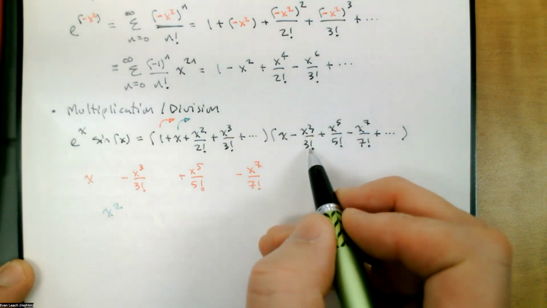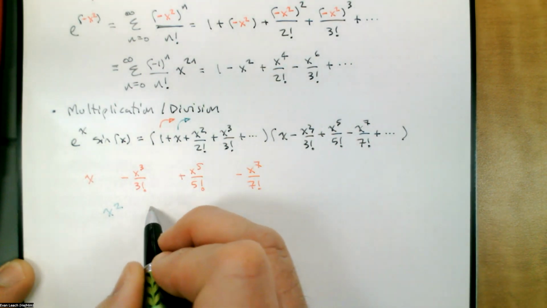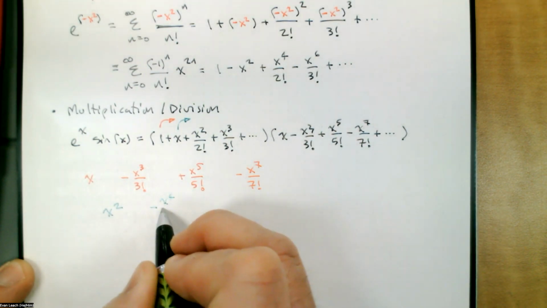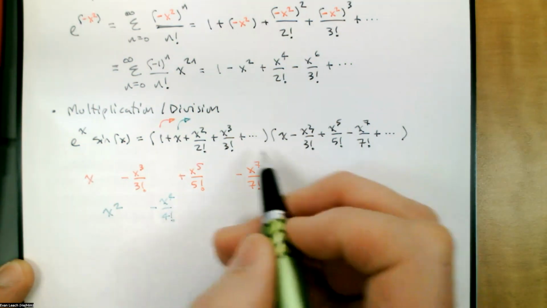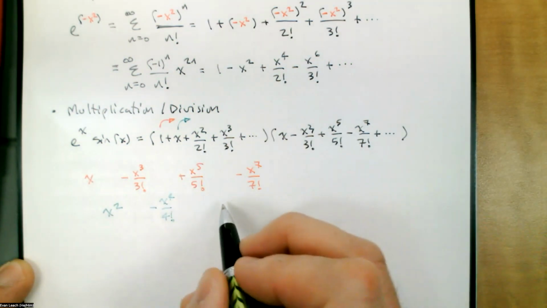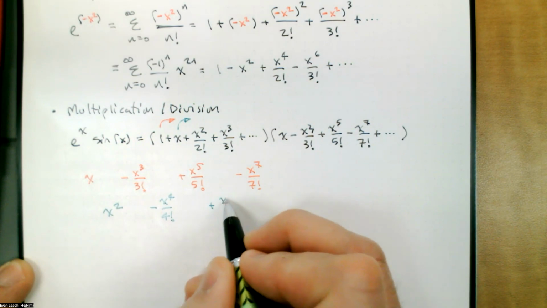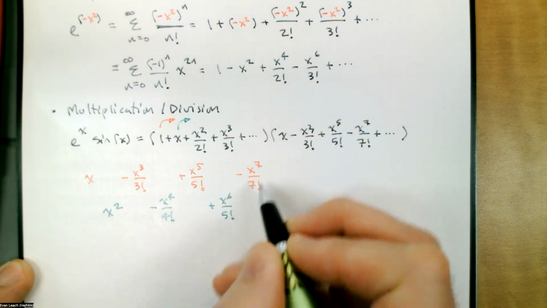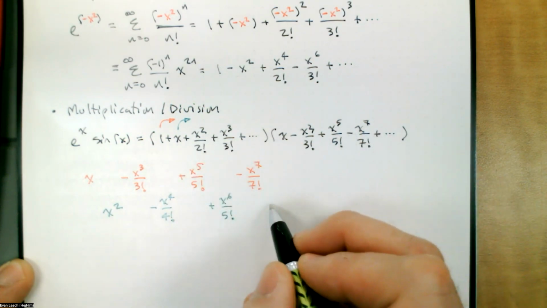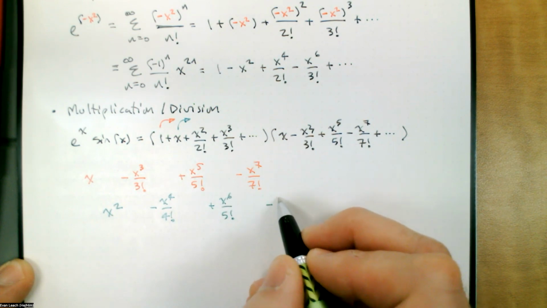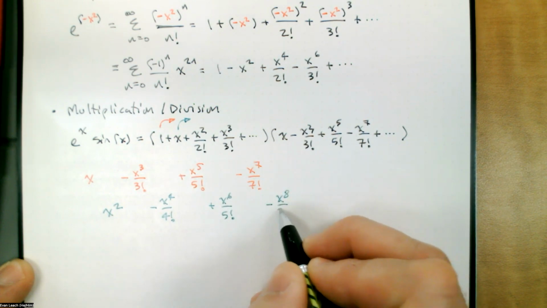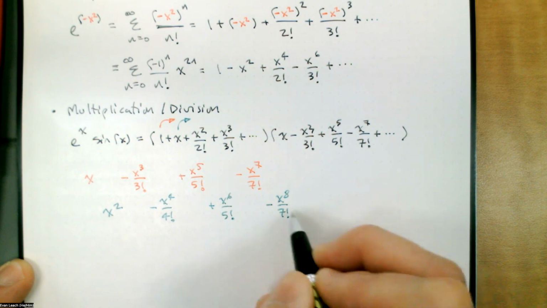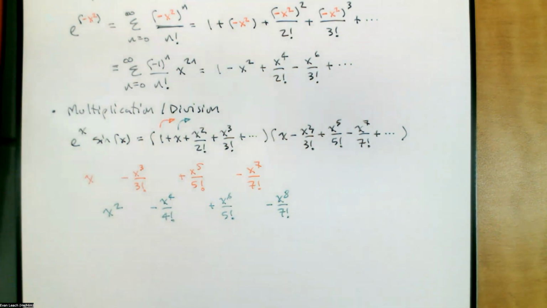X times x cubed over 3 factorial is going to be minus x to the 4th over 4 factorial. X times x to the 5th over 5 factorial is plus x to the 6th over 5 factorial. X times x to the 7th over 7 factorial is minus x to the 8th over 7 factorial. And then there'll be some more terms.